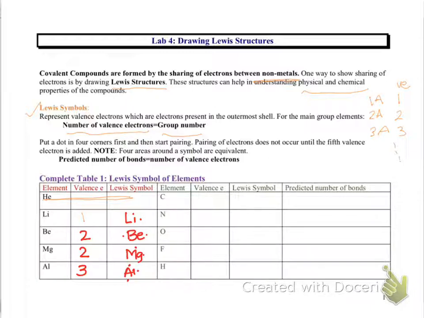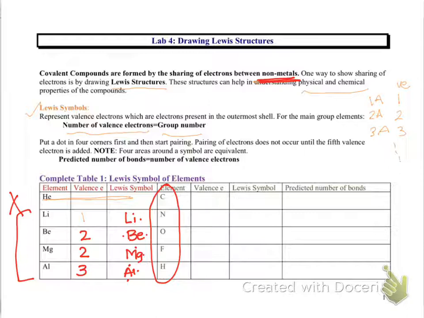But if the covalent compounds are formed by the sharing of electrons between nonmetals, then these are basically the metals. So that means they will not participate in the covalent bonding. So we will not use these much in the covalent bonding. In fact, we're not going to use them at all. So these are the main elements that we use in the covalent.